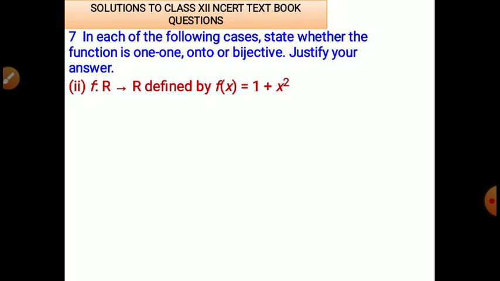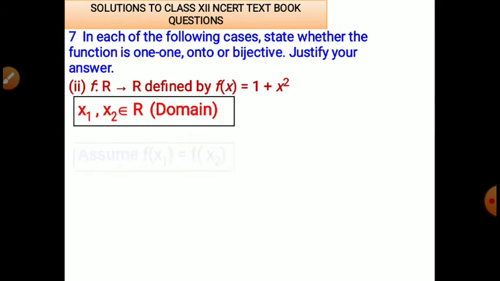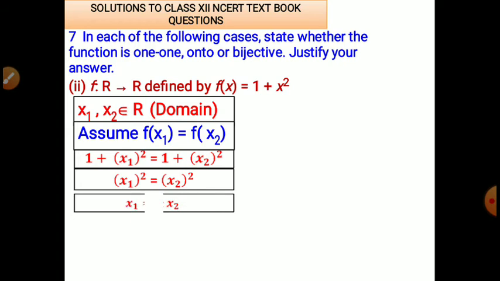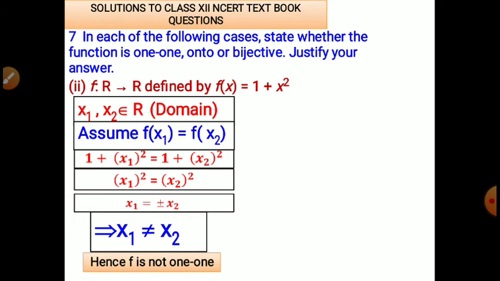Now let us go for the next problem. It is given as 1 plus x square. Here x1 square equal to x2 square is given, whereas previously you have written x1 equal to x2. That case is actually for natural numbers. If the set includes any negative numbers, x1 will not be equal to x2, so it is not a 1-1 function.